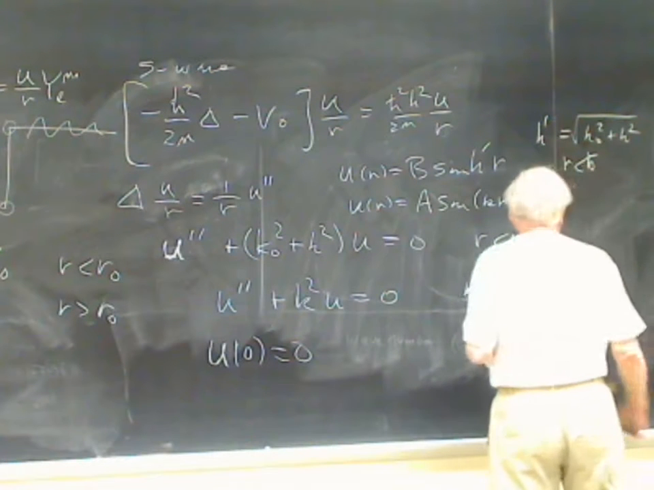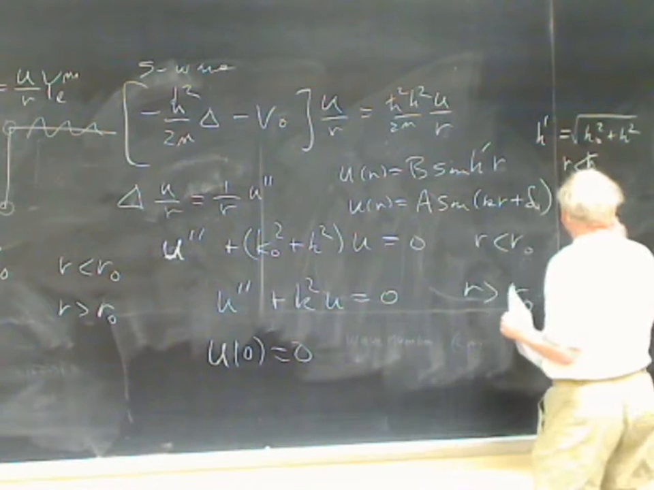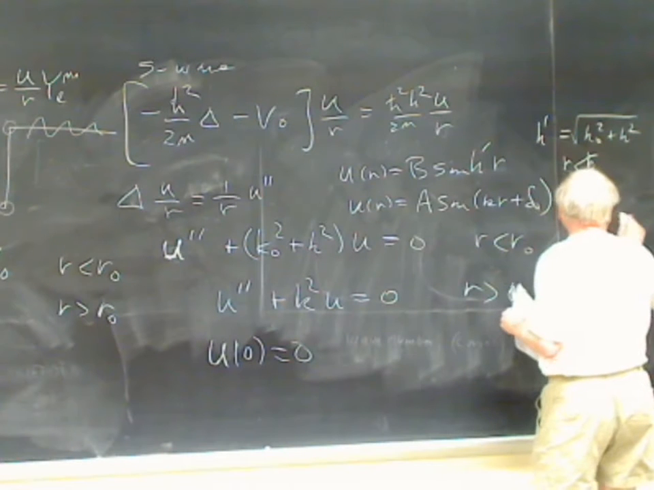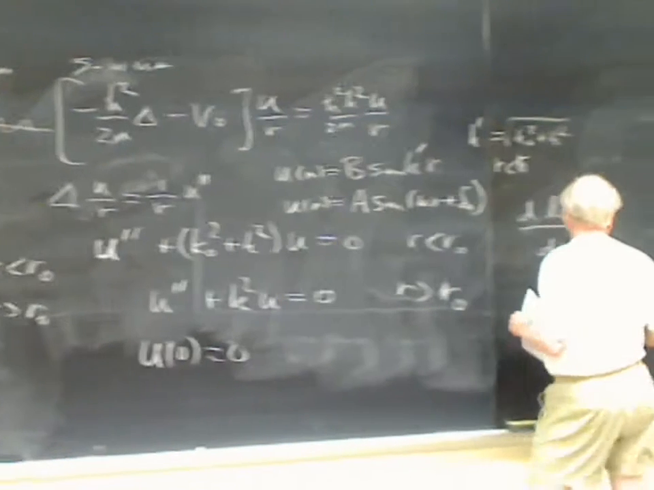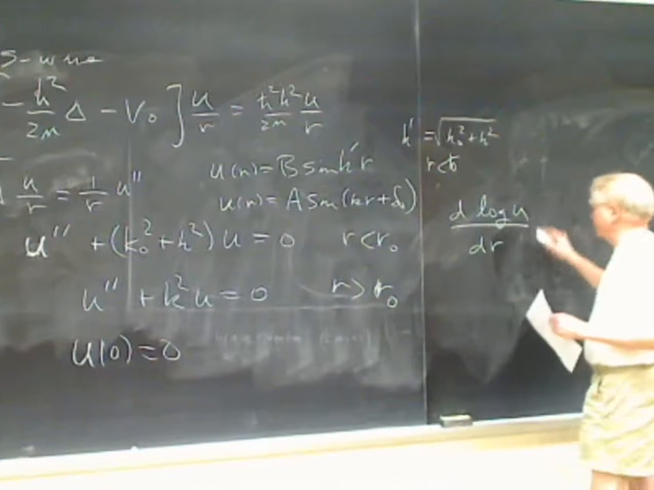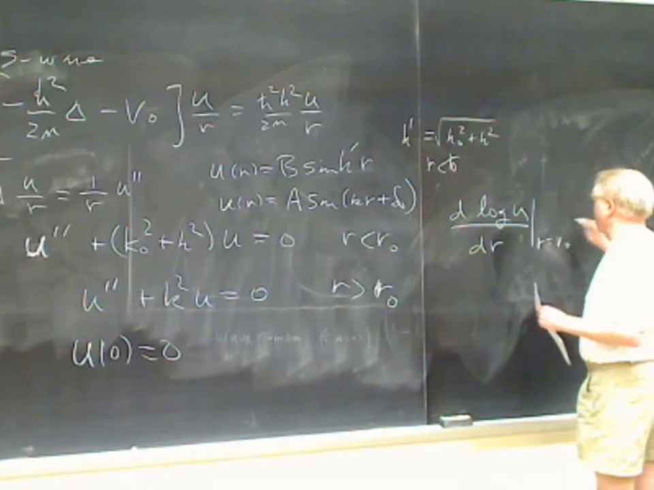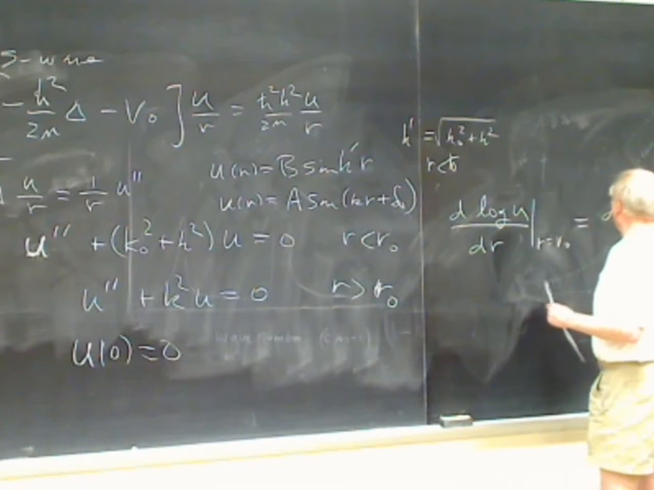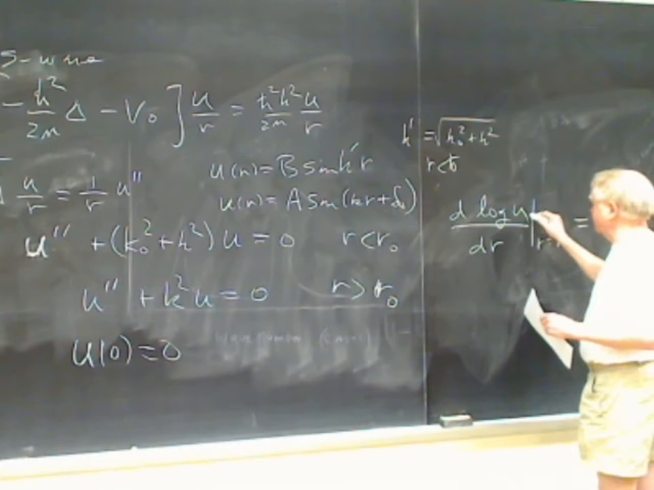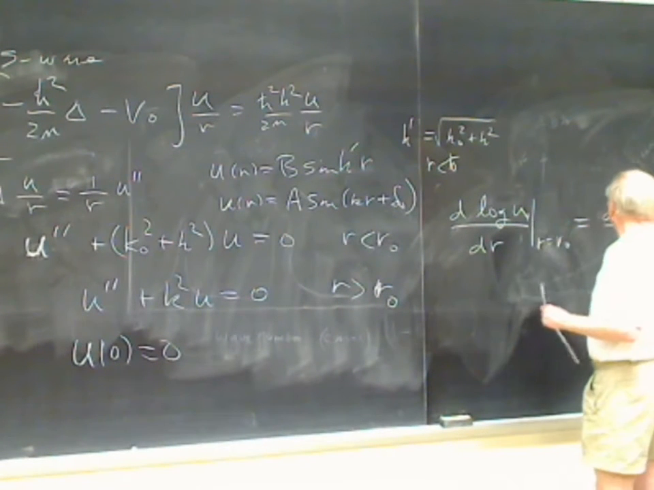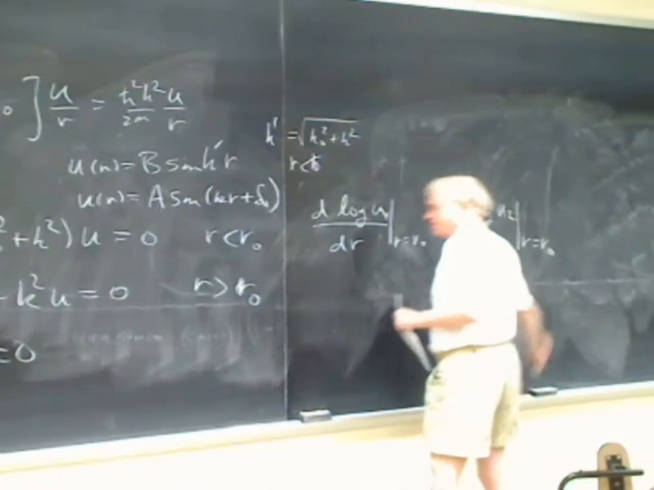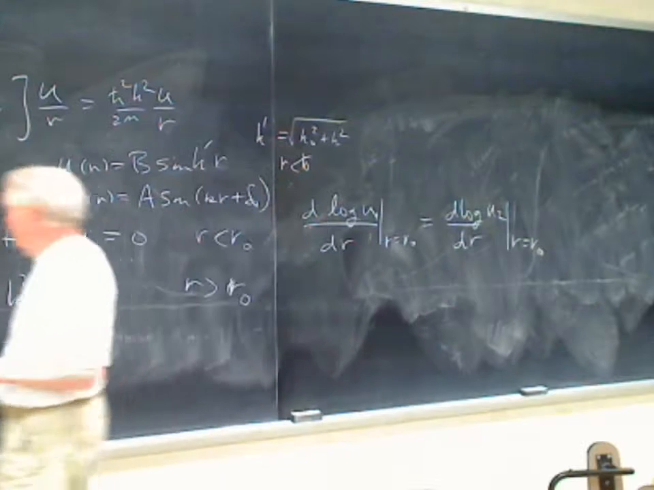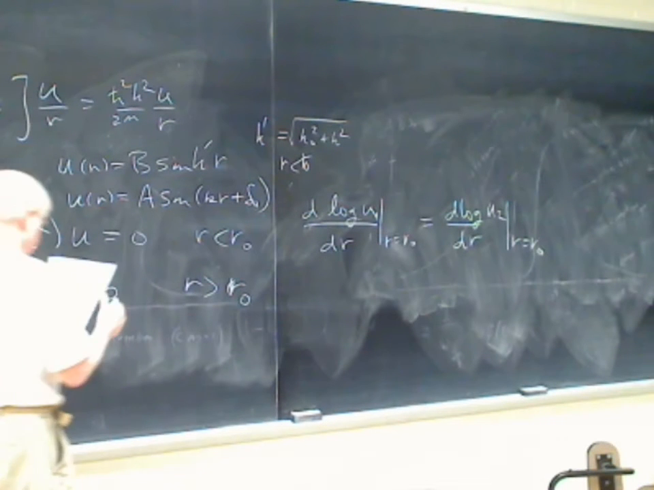A nice way to do it is to set the logarithmic derivative. So d log u over dr in one region, at r equal to r zero, equals d log u over dr in the other region. So this is like u one, u two, dr at r equals r zero. So you set the logarithmic derivatives equal. That has the advantage of canceling these constants.